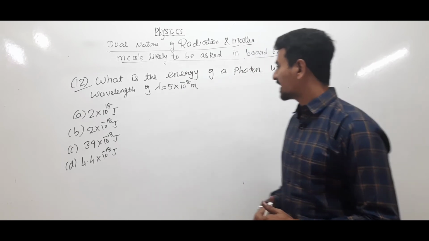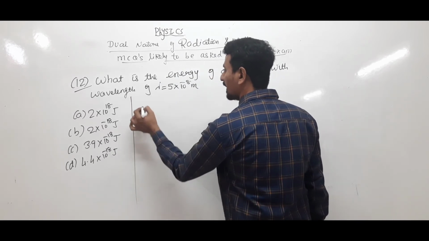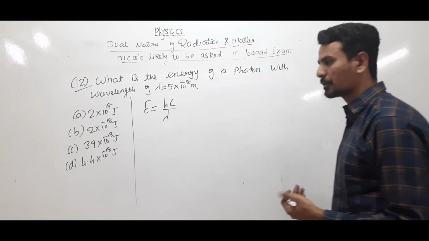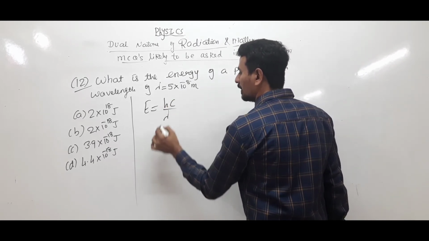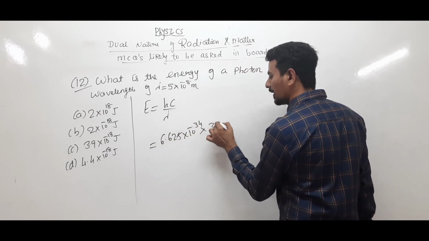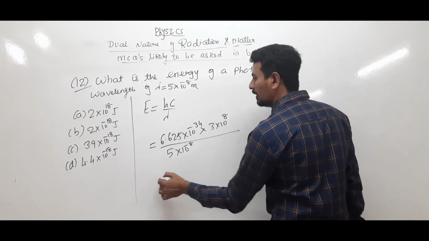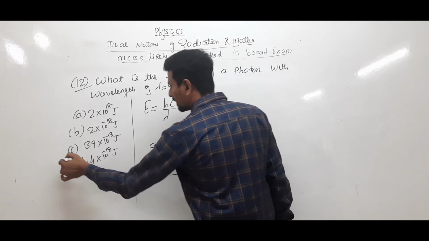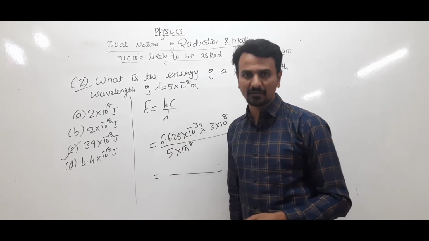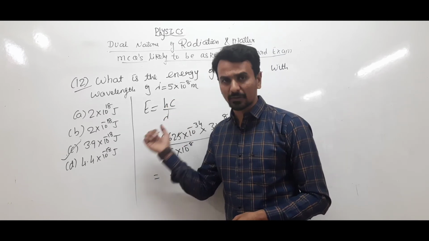The next one. 12th one. What is the energy of a photon with a wavelength of 5 into 10 raised to minus 8? It's very easy. Energy is equal to hc by lambda, that is hf. Instead of f, I can write c by lambda. Substitute the values: 6.625 into 10 raised to minus 34, 3 into 10 raised to 8 upon 5 into 10 raised to minus 8 meter. Clear? Solving this, you will get the answer, C. So C is the correct option. I think this is given in your exercise. If frequency is given, then put E equal to hf.